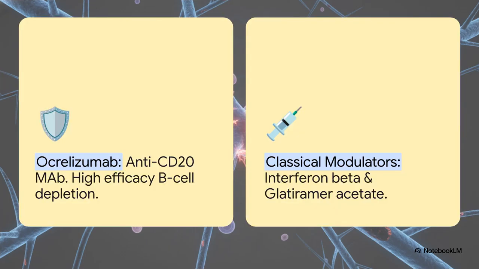Moving on to Module 2, Chronic Disease Modification. What's absolutely fascinating here is the sheer modern superiority of targeted monoclonals. Take ocrelizumab. It's an anti-CD20 monoclonal antibody. It strictly and aggressively depletes circulating B cells, completely halting their antigen presentation to T cells within the CNS. This high-efficacy biologic is mechanically miles ahead of the classical modulators, like interferon beta and glatiramer acetate. Sure, those classical agents were historically first-line, but today, they yield demonstrably inferior efficacy compared to modern B-cell depletion protocols.